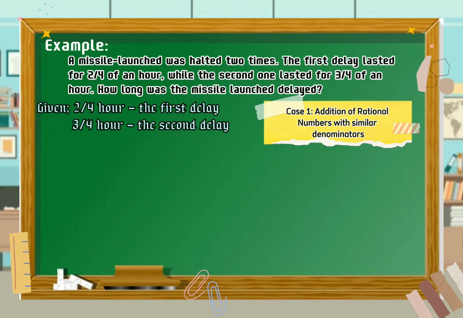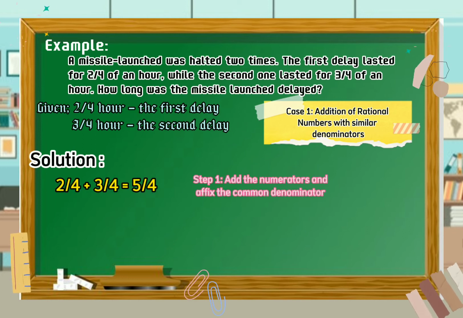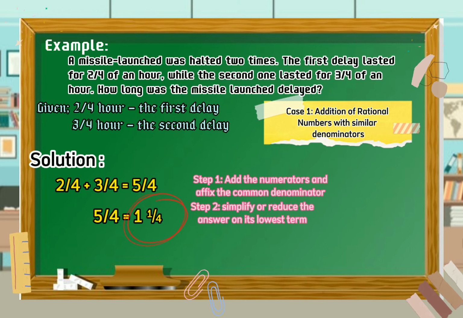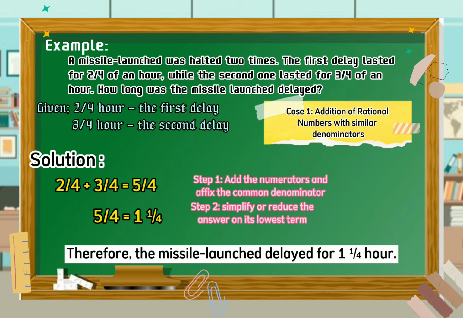Now, we are ready to perform the 2 easy steps. So here is its solution. Through following the steps of case 1, we can have the sum of 1 1/4. Therefore, the missile launch was delayed for 1 1/4 of an hour.